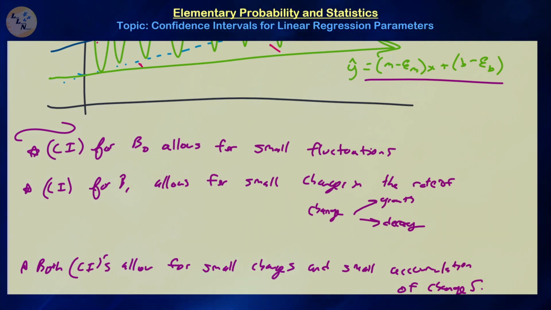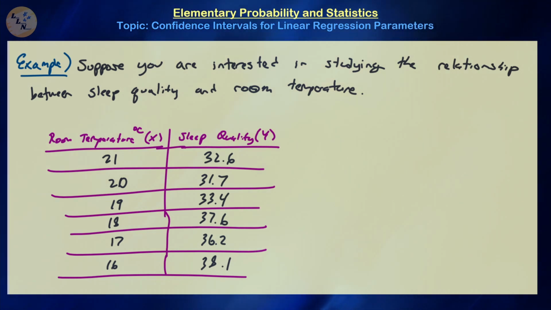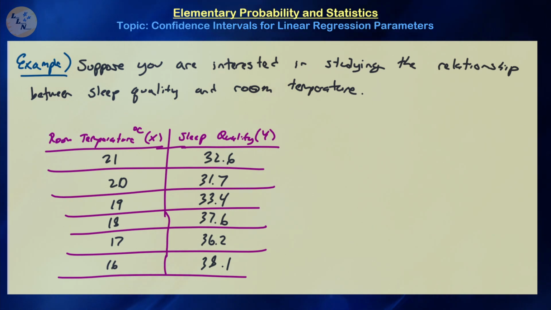Now let us look at a numerical example on how we could calculate both of these. So suppose that we are interested in studying the association between sleep quality and room temperature, and we consider a series of individuals and look at their average sleep quality in a controlled particular room temperature in degrees Celsius, shown in this table. So if these are the results that we get, what can we just see inferentially?